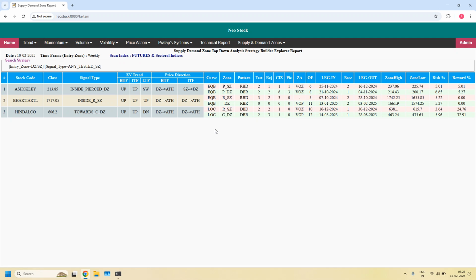Because our software always displays the zone that is near to the current price. If the newly created zone is an LOTL zone inside the zone, obviously the newly created zone won't be displayed in the report. But still the stock will be having a newly created zone. If it is not displayed, always assume this zone is having an LOTL zone. Simple logic.